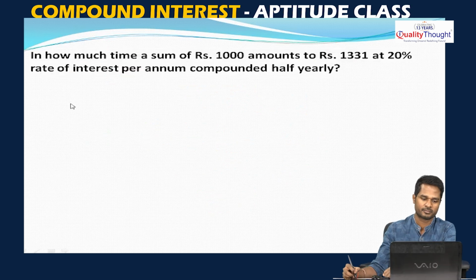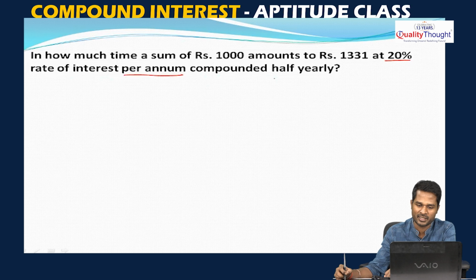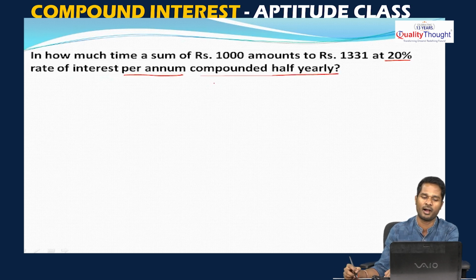Let's see the next question. The question says, in how much time a sum of 1,000 rupees amounts to 1,331 at 20% rate of interest per annum compounded half yearly. See, in this question he is saying the rate of interest is 20% per annum, per year, but now he is calculating it on a half year basis.